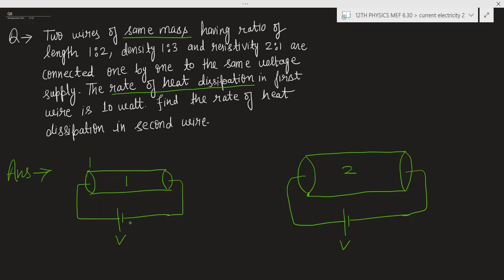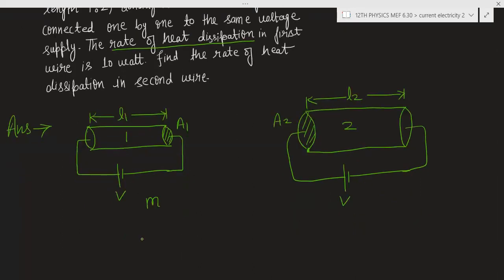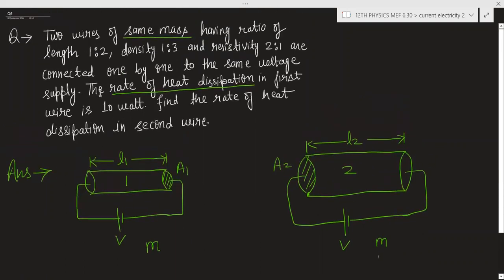So I am supposing L1 is the length of this wire and the area of cross section of this wire is A1. Here also, A2 is the area of cross section of this wire and L2 is the length of this wire. And for the mass of both the wires, I am supposing M is the mass of this wire and M is the mass of this wire, because the mass is the same. And what is given in the question? The ratio of length is given, meaning L1 by L2 is given.